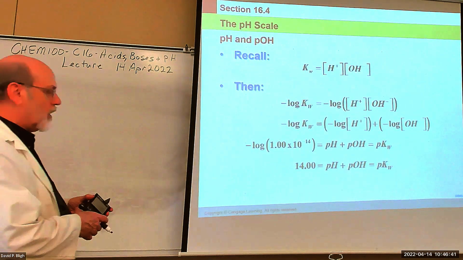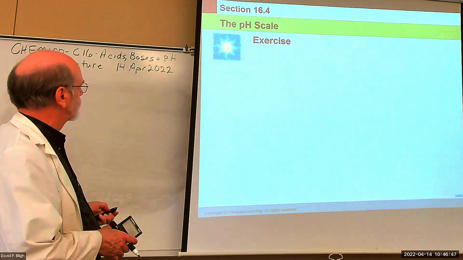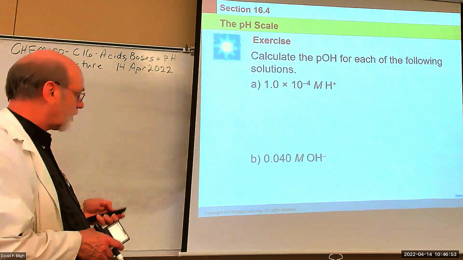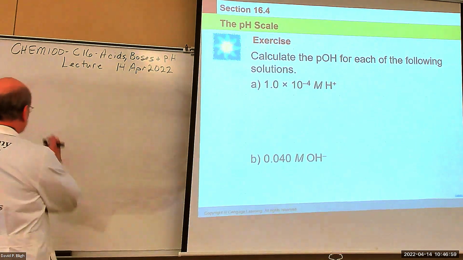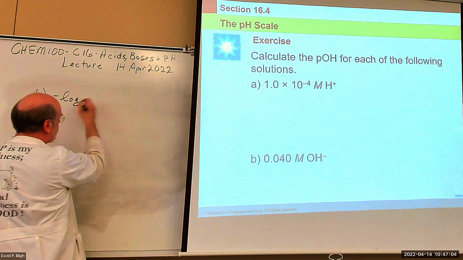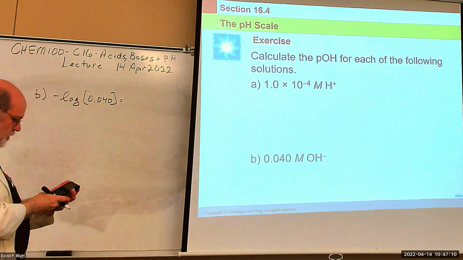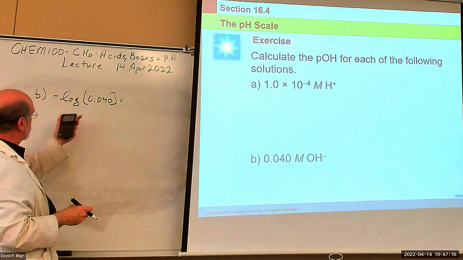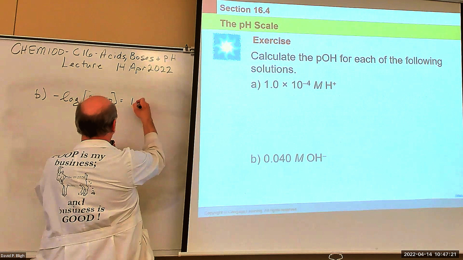All right, so what if, let's see, I think we're going to have a problem to solve here. Yeah, here we go. Calculate the pOH for each of the following. So for this one, I would just calculate, this is B, negative log of 0.040. So what is that? 0.040 log, change the sign. It's, let's see, two significant figures. So I'd say 1.40.